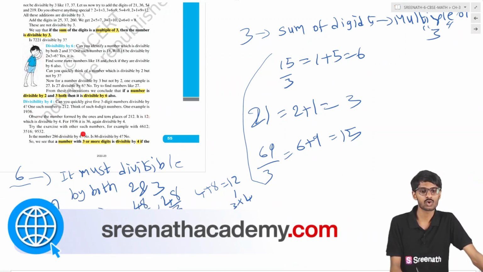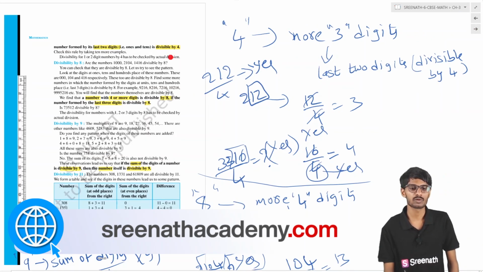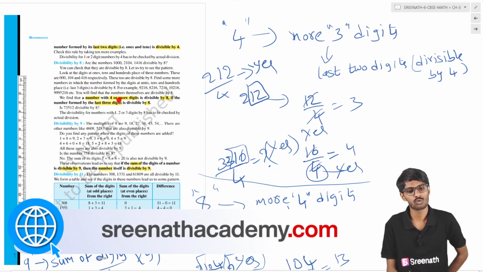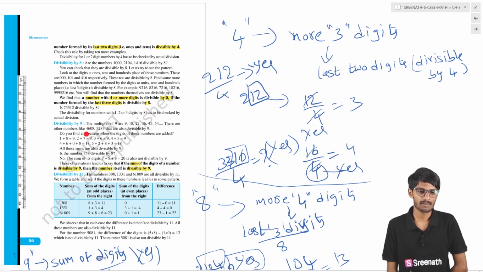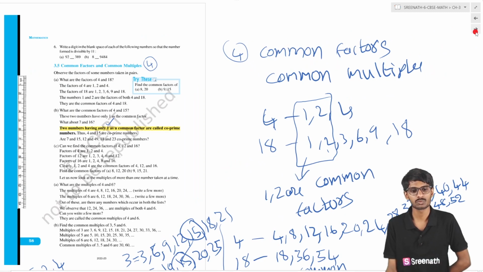To divide by 4, the last 2 digits must be divisible by 4. And to divide by 8, the last 3 digits must be divisible by 8. To divide by 9, the sum of the digits must be divisible by 9. To divide by 11, the sum of the digits at odd places minus the sum of the digits at even places must be 0 or divisible by 11. So these are the divisibility rules, students.